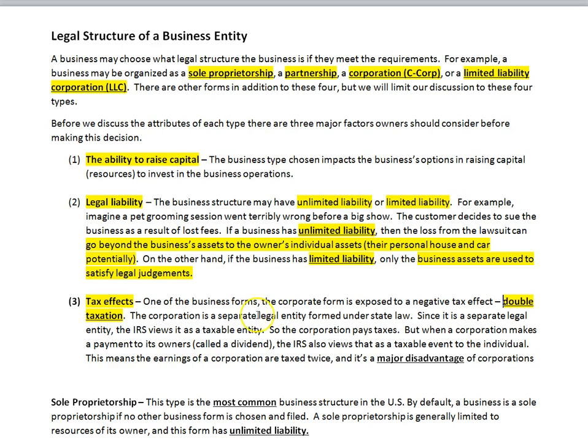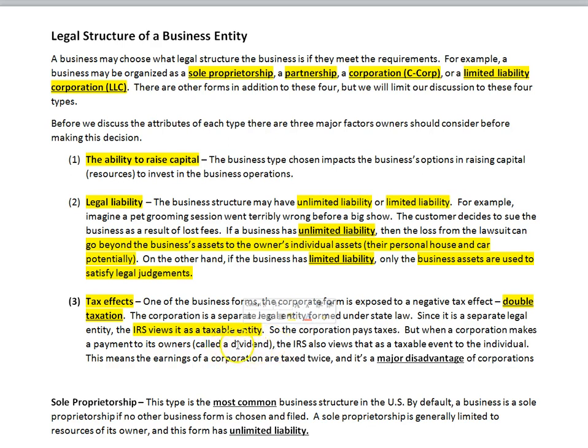Alright, the corporation is viewed as a separate legal entity under state law. Because they are viewed as a separate legal entity, the IRS taxes them as a taxable entity. So the corporation pays income tax. Now what money is left over, the corporation can pay out to the owners in the form of a dividend.